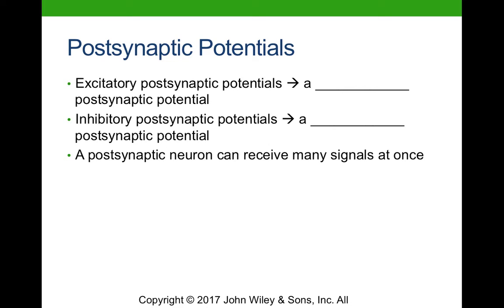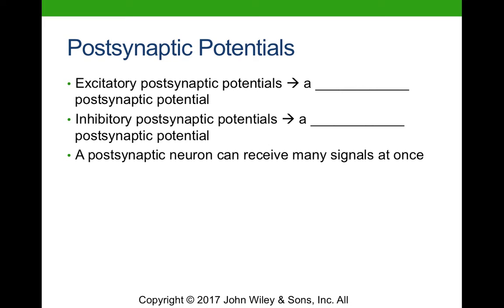At this synapse, we will have one of two postsynaptic potentials created, either an excitatory postsynaptic potential or an inhibitory postsynaptic potential. This postsynaptic neuron is an integrator, meaning that it receives and integrates signals before creating a response or an effect. The effect that it creates will then either be excitatory or inhibitory.